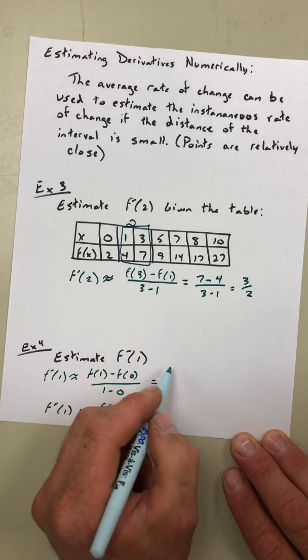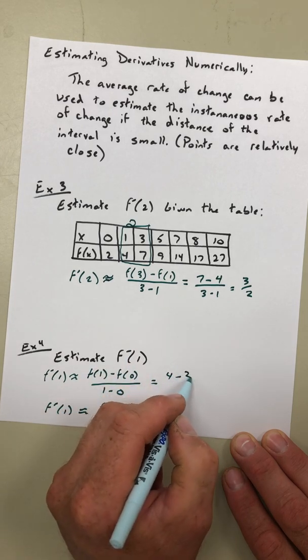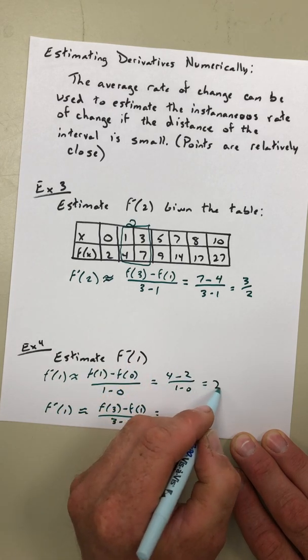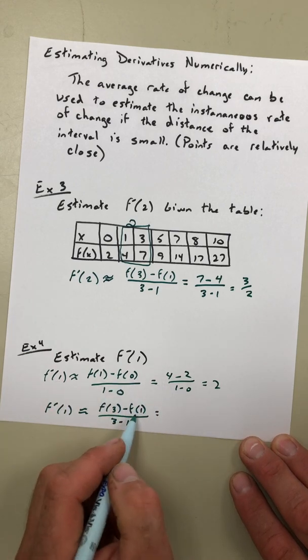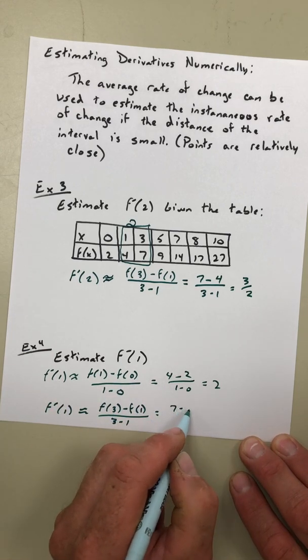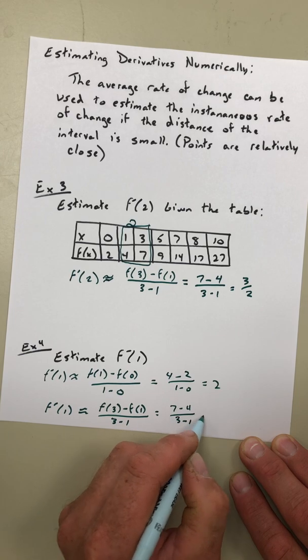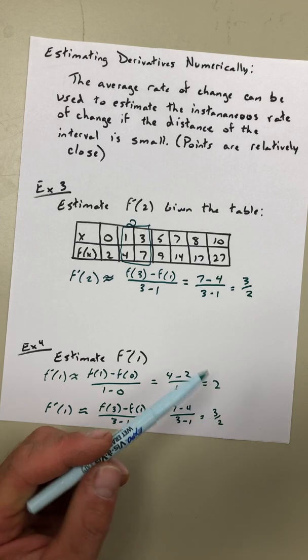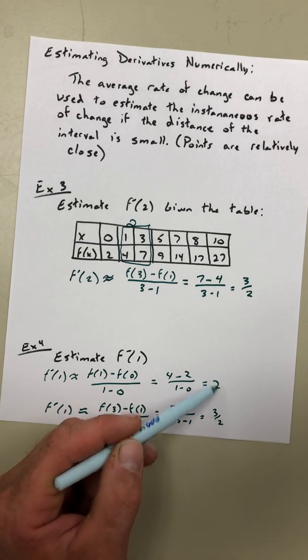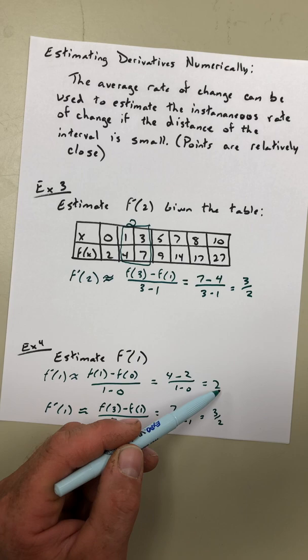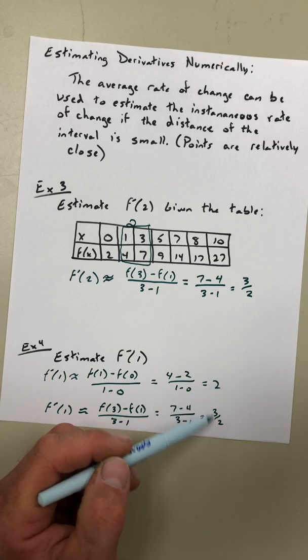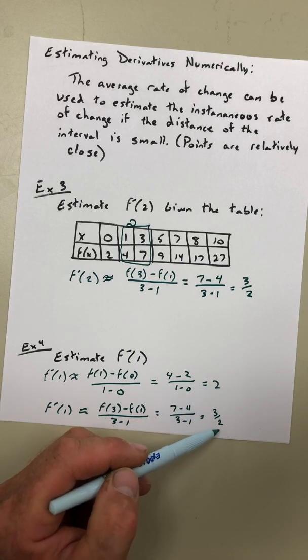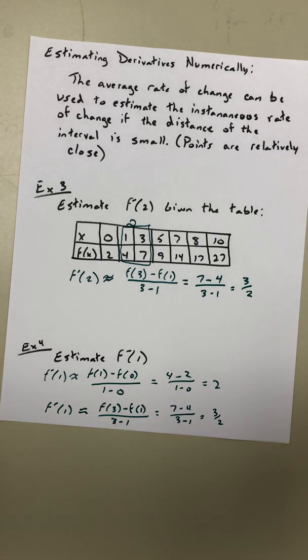Well, f of 1 gives us 4. F of 0 is 2 over 1 minus 0, or 2. F of 3, working this one down here, would be 7 minus 4 over 3 minus 1, or 3 halves. Not that it's always going to work out this way, but notice these 2 slopes, instantaneous rates of change, are pretty close to each other. 3/2 and 2, you're not going to see a big difference if you were to graph those two slopes on a small interval, relatively speaking.